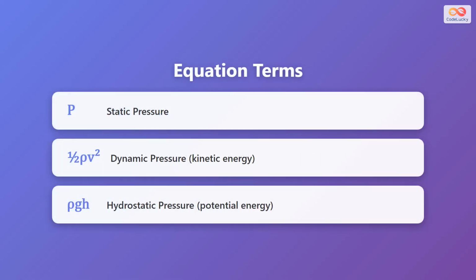Let's break down each term in Bernoulli's equation. The first term, P, represents static pressure. This is the pressure exerted by the fluid when it's at rest. The second term, 1/2 ρv², represents dynamic pressure, which is related to the kinetic energy of the moving fluid. The faster the fluid moves, the higher this term becomes. The third term, ρgh, represents hydrostatic pressure, which is the potential energy due to the fluid's elevation or height. Together, these three terms account for all the energy in the flowing fluid.